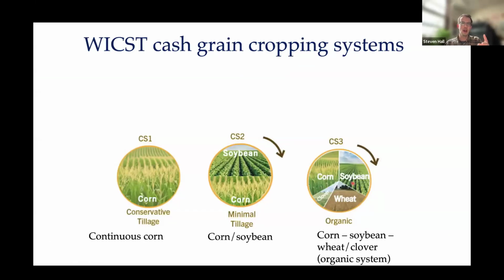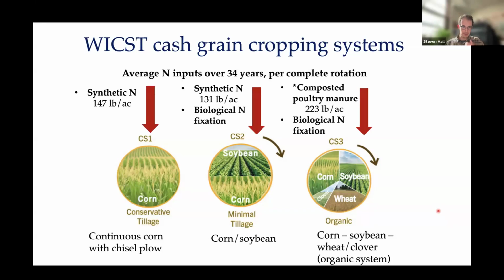Okay, so what kinds of crops are included in WIXT? There are 3 different cash grain cropping systems, ranging from a continuous corn system that's managed with tillage, corn soybean that's managed with a little bit less aggressive tillage, and then an organic corn, soybean, wheat, red clover system. As you might imagine, the fertility programs differ quite substantially among these different systems.